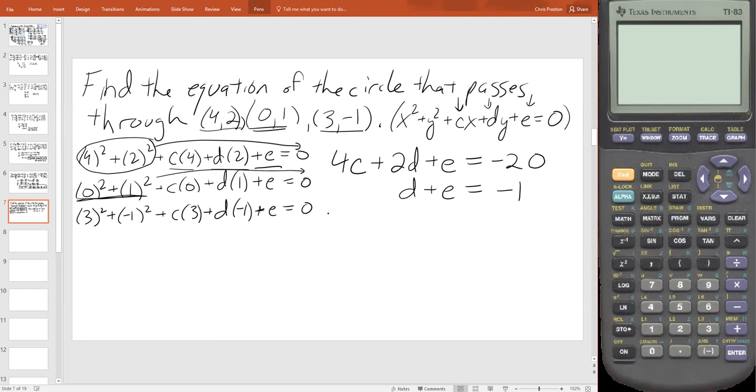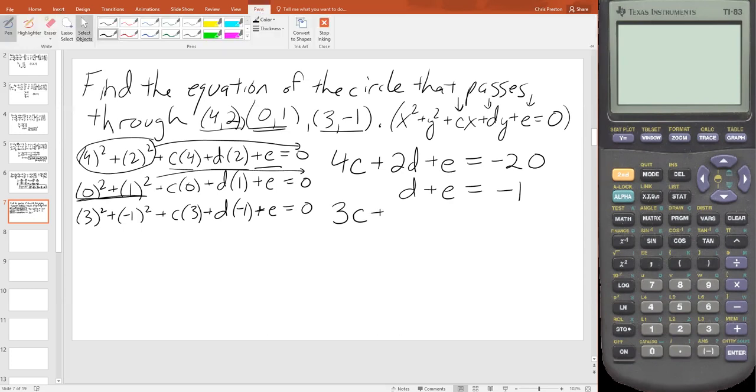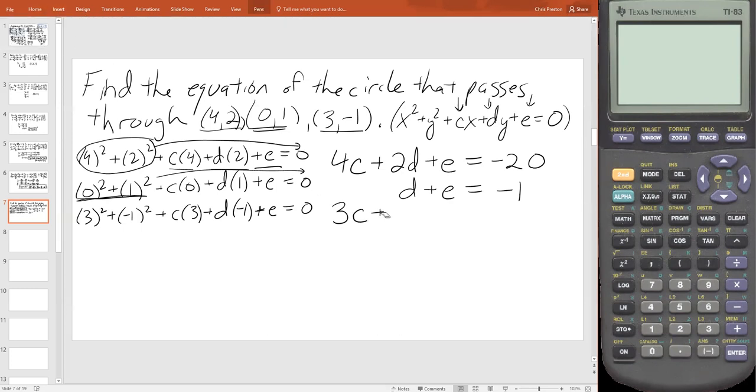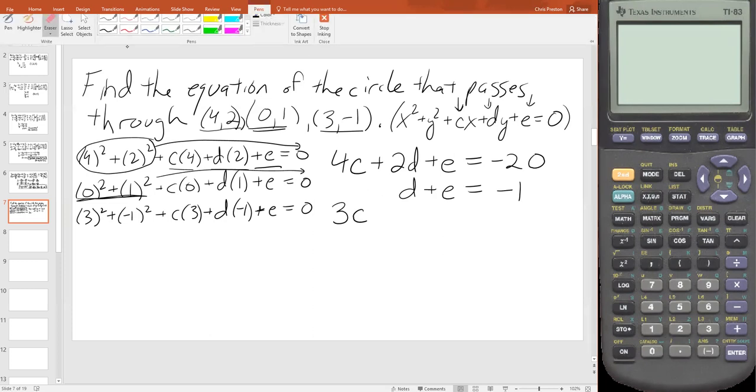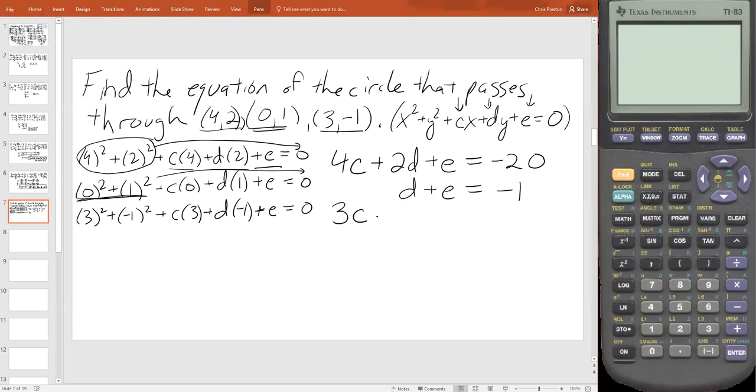And then on this third one, 3c plus, oh, let's not say plus. Let's say minus d, right? Negative 1 times d, so minus d plus e equals, and I'm going to figure this out. 3 squared is 9, negative 1 squared is 1, 9 plus 1 is 10. Move 10 to the other side of the equation, you get negative 10. All right, so this is my system of equations that I want to solve.